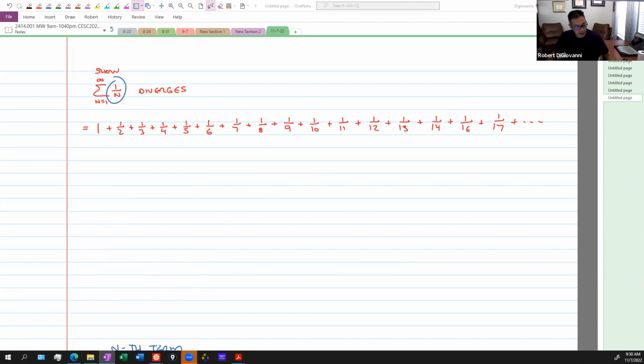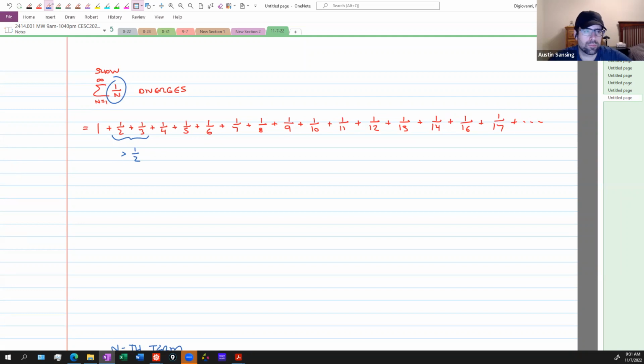Let me write it this way. Tell me if you agree with this. The sum we're looking at, these two numbers together: if I told you to add those together, you'd get a common denominator, right? But really, just understand this. Do you agree that that sum right there is bigger than a half? Everyone agree that that's bigger than a half?